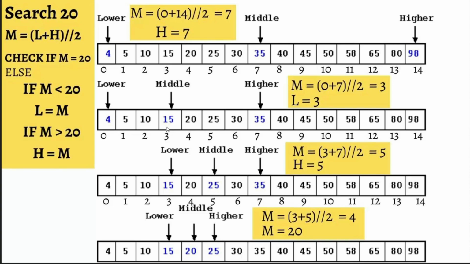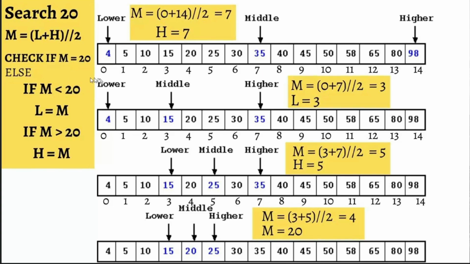So now our lower index is 3. As you can see here in the third example, the lower value is equal to 3 and the higher value is equal to 7. So 3 plus 7 divided by 2 is 5. Now our middle element is the element at the 5th index, and it is equal to 25. As you can see, 25 is also not equal to 20.